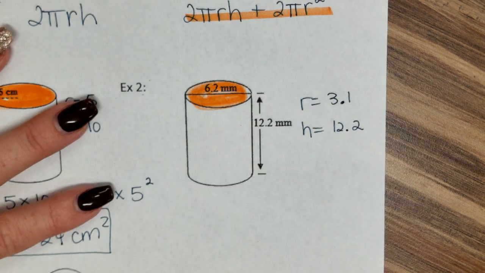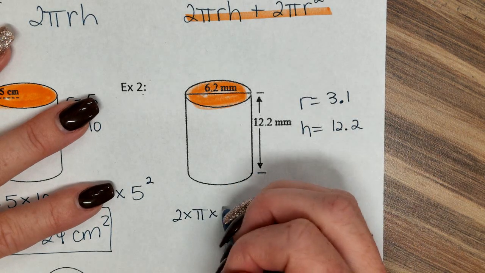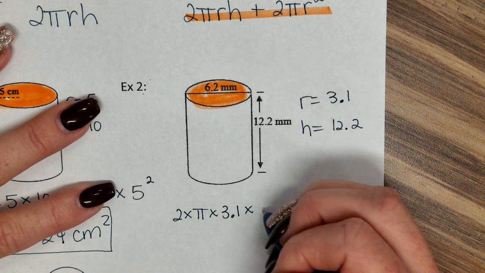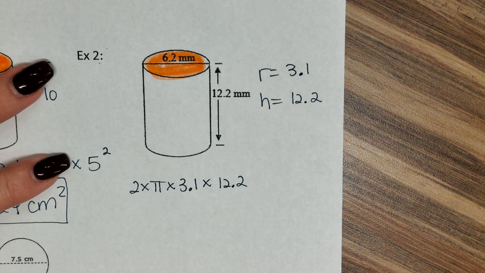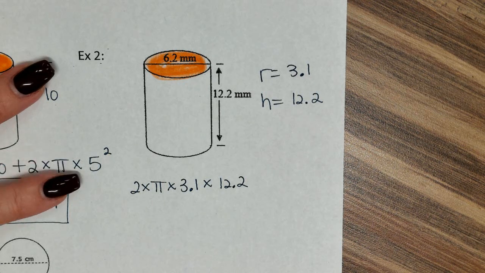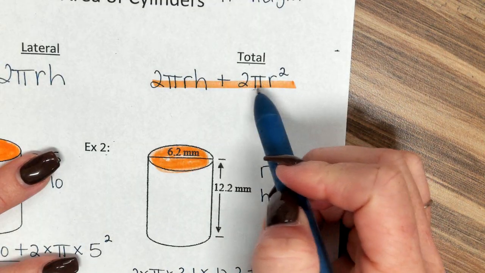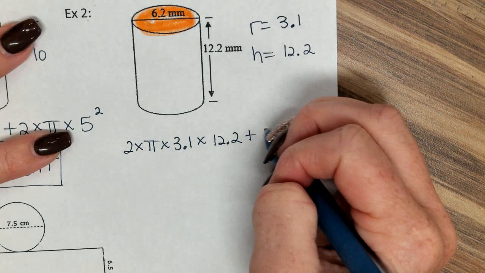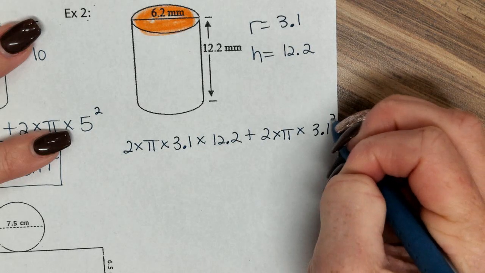And now we're going to just put it into our recipe, our formula, this long thing right here. So 2 times pi times r times h. 2 times pi times r, which is 3.1, times h, which is 12.2. Now, if your handwriting's bad, this gets hard because you can't tell what you wrote, so be careful. Plus, now I'm doing this piece. 2 times pi times r squared.